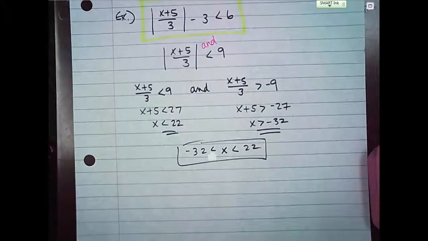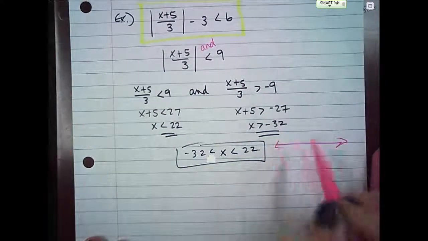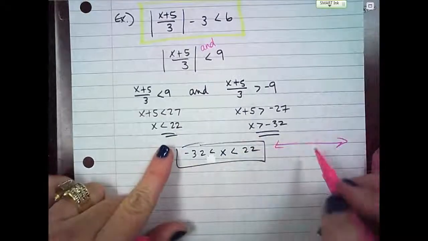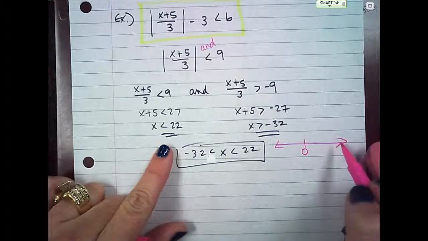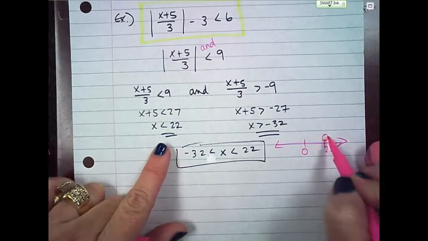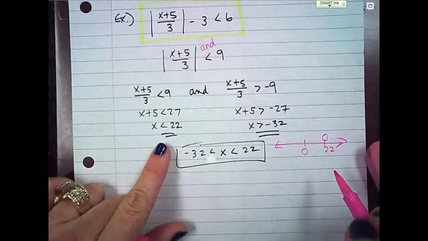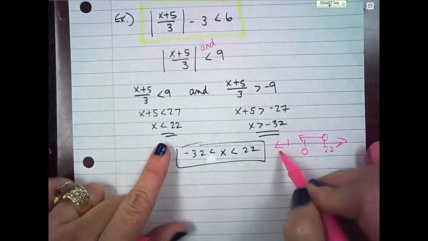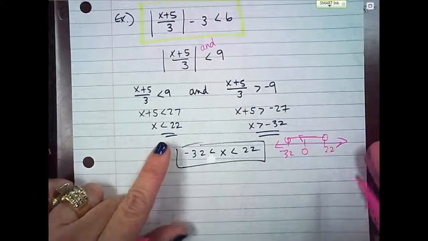Now draw a picture. Do not use the box answer for your picture when it's an and. Go up here and check. Here's my 0. Here's my 22. I want to go this way. Negative 32, I want to go the other way.